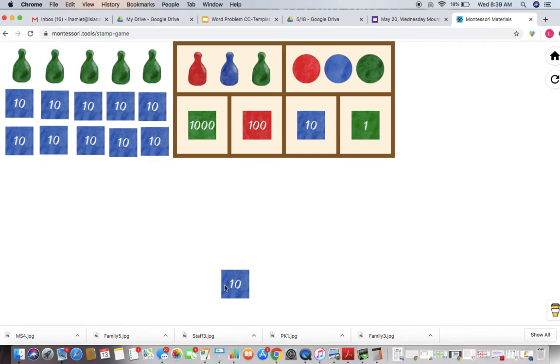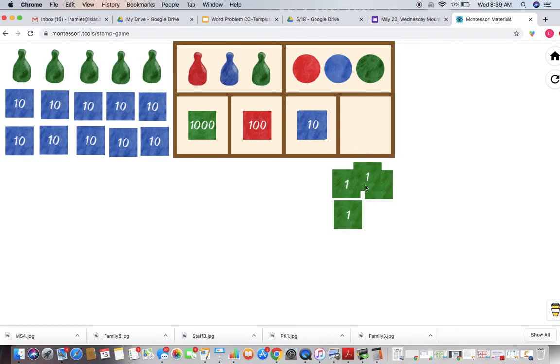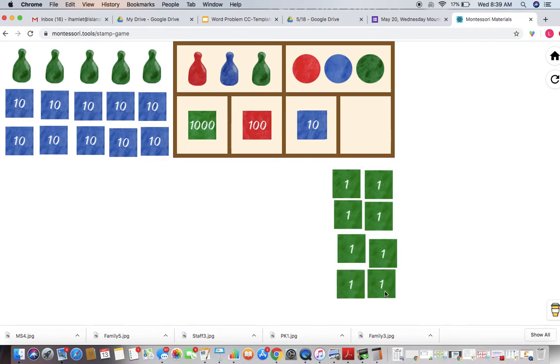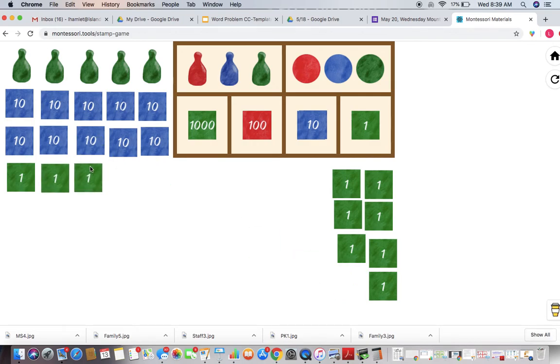So, all right, I divvied out my tens. I have 1 ten left. That's not enough to give 1 to each. So now I can exchange this 10 for 10 units. 1, 2, 3, 4, 5, 6, 7, 8, 9, 10. And now I can try and give these out equally. Remember, each man gets the same amount. Each of them are units.